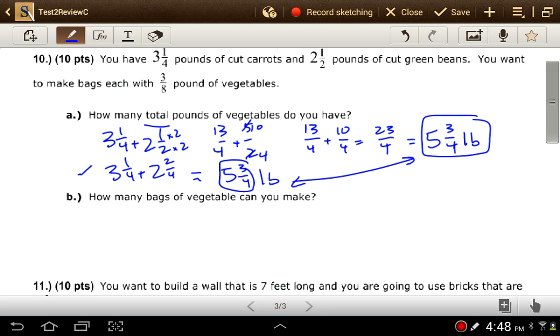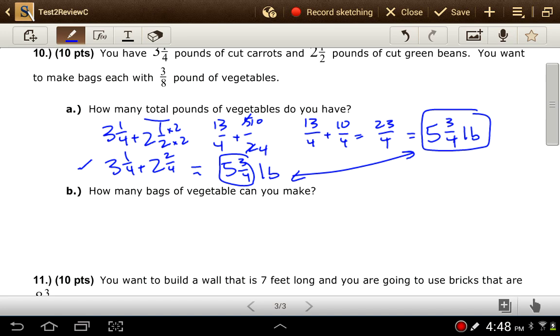Now let's answer the second question. How many bags of vegetables can you make? Remember, I'm doing 3/8 pound bags. So I'm going to take my 5 3/4, my total amount, and I'm going to divide it by 3/8, my grouping. When I turn that into an improper fraction, I'm going to go back to my 23/4. So that's sometimes an advantage here of having that number. I can use it again.